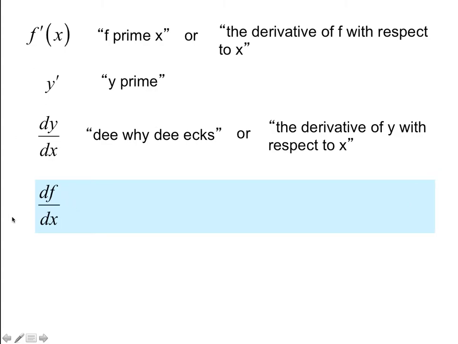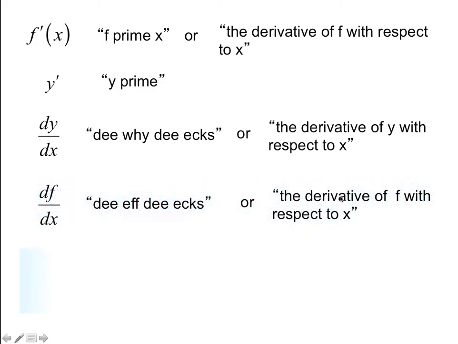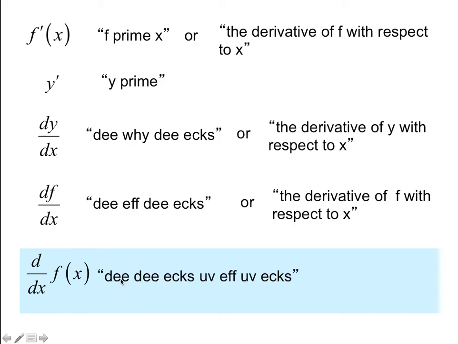And then if we want to go back to function notation, we can say df dx. So df dx, there it is phonetically, the derivative of the function f with respect to x. Or we could use the full function notation, df of x dx. So phonetically that looks like d dx of f of x.